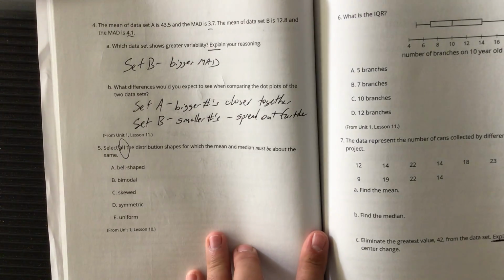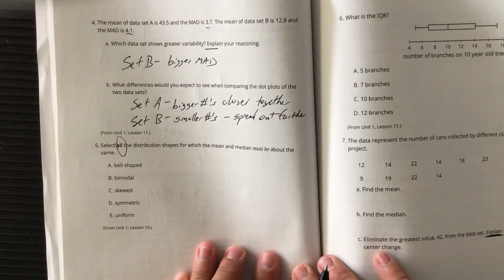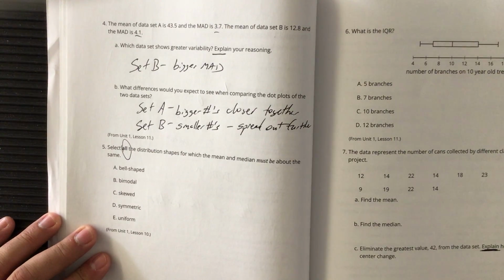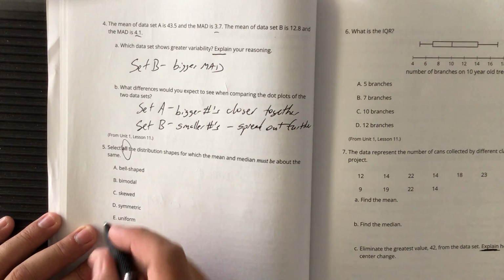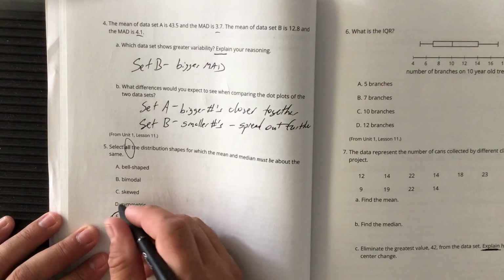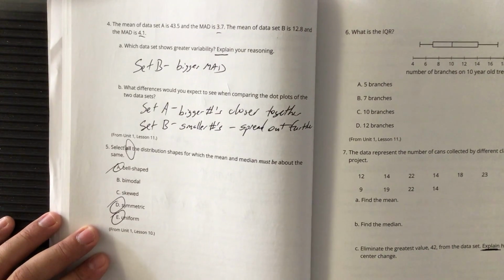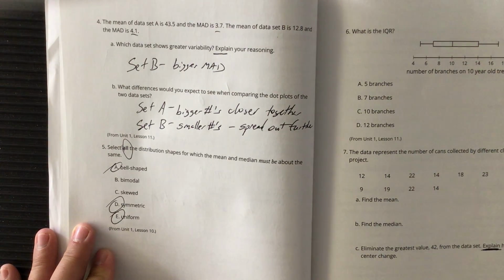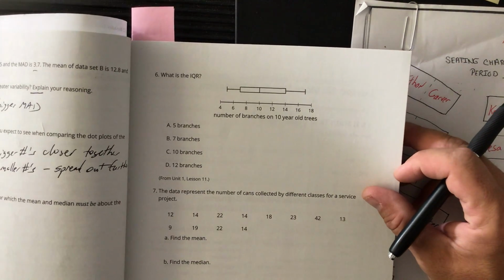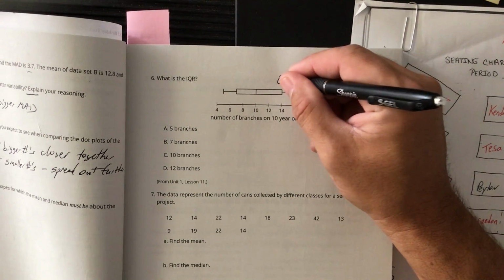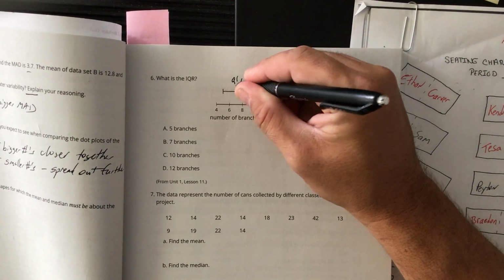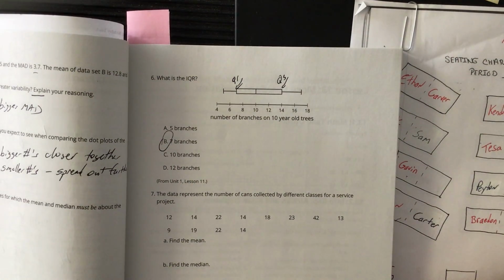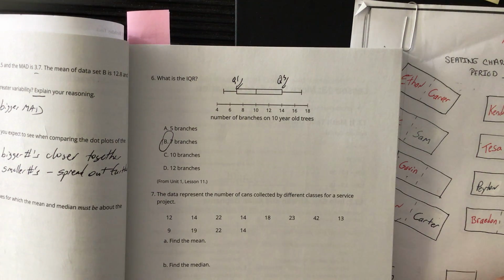Question 5. When would the mean and median be about the same? Uniform. Symmetric. Bell-shaped. The symmetric ones, the exact opposite of the question we did yesterday. Next one, what is the IQR? 7. Remember, IQR is Q3 minus Q1. 7 is correct. 14 minus 7.